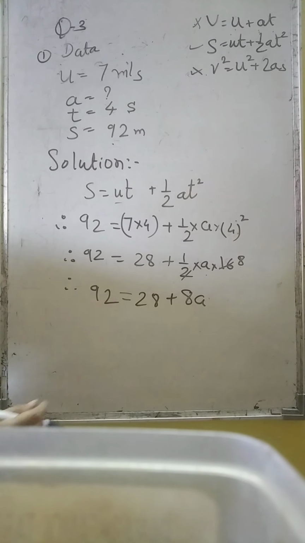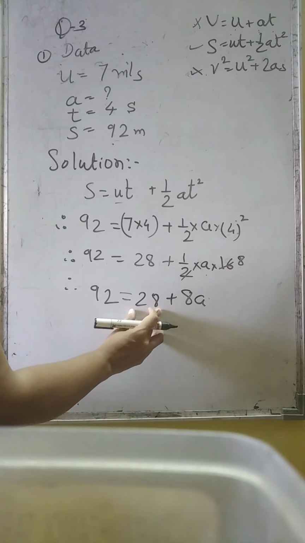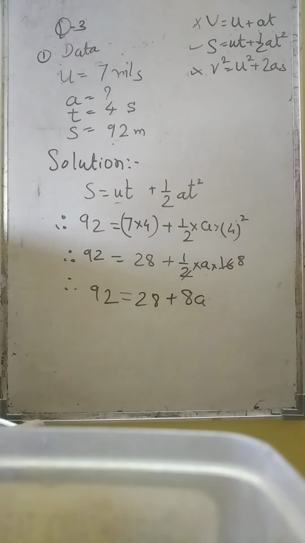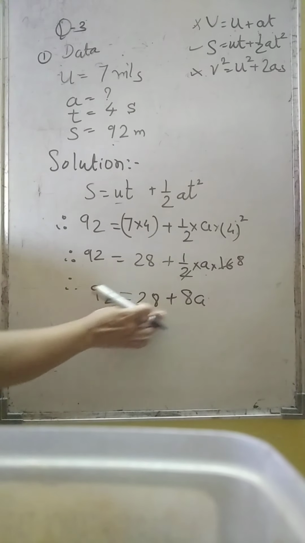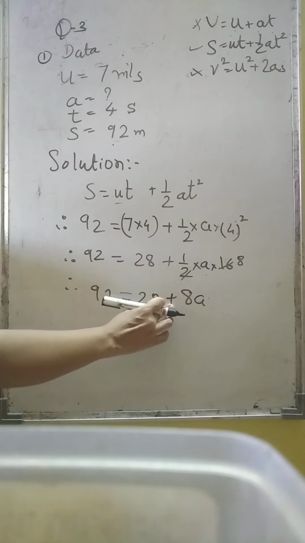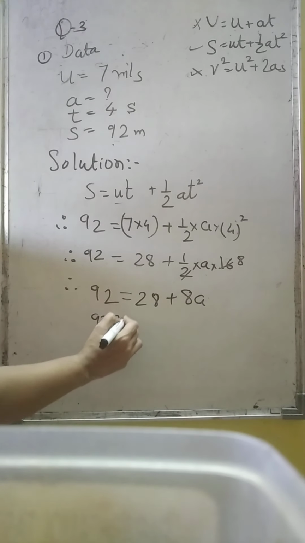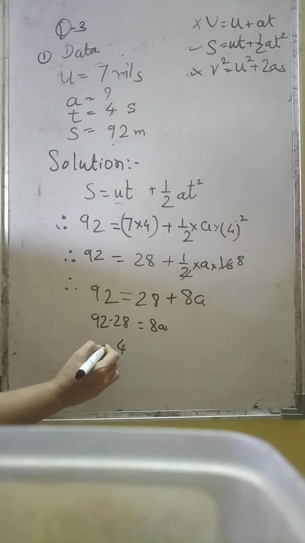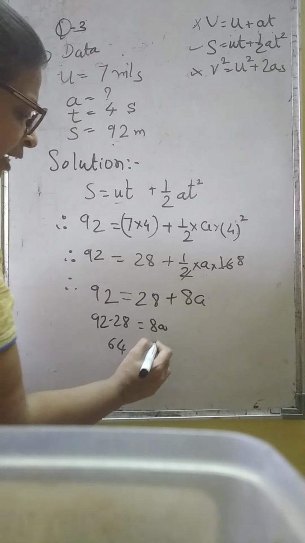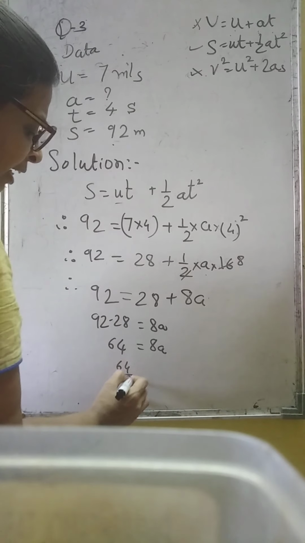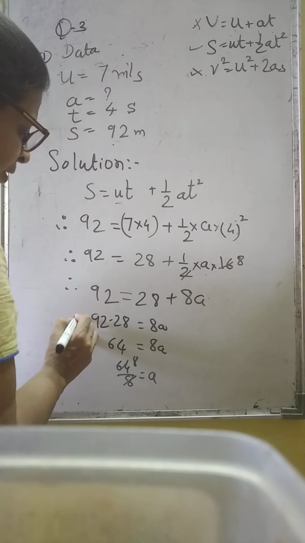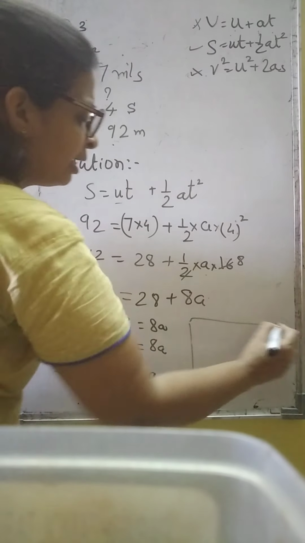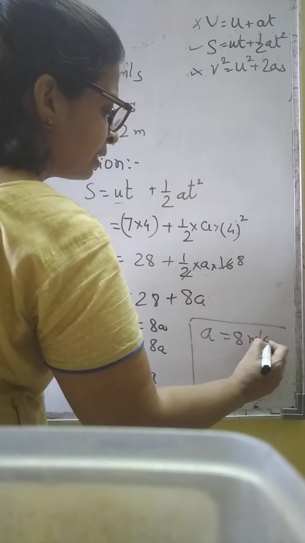Correct? Now this is 8a. This is 28. Let me shift it here. So what will come, division or subtraction? This 28 is attached to the variable with which operation? Addition. So here it will be subtraction. So subtract it. 64 is equal to 8a. So 64 upon 8 is equal to a. Cancellation is possible, and you got 8 is equal to a. So your answer is a is equal to 8 meter per second square.